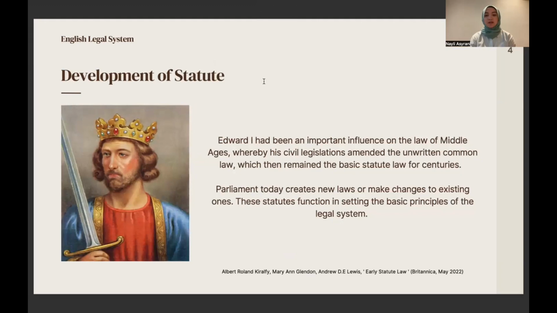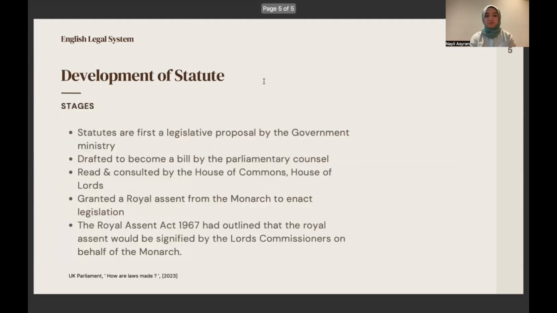Edward I had been an important influence on the law of the Middle Ages, whereby his civil legislation amended the unwritten common law, which then remained the basic statute law for centuries. Parliament today creates new laws or makes changes to existing ones. These statutes function in setting the basic principles of the legal system.